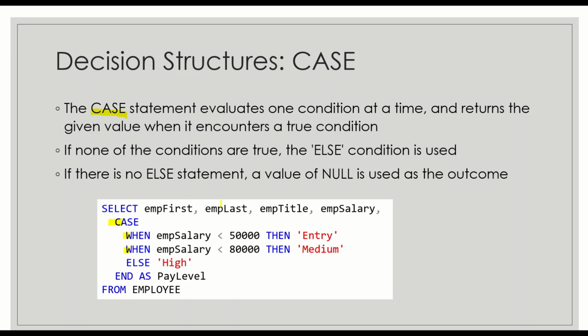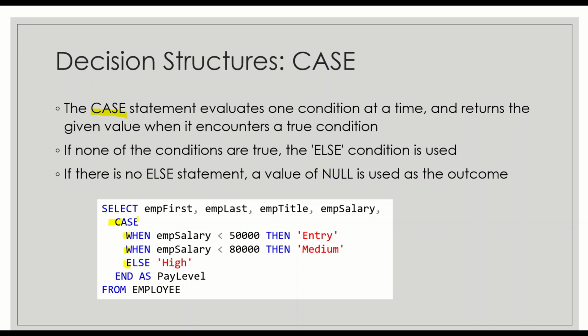So the case statement is going to evaluate one condition at a time and return a given value when it encounters a true condition. If none of the conditions are true, then we use else, which is like the default outcome. And if there is no else statement, if there is no default outcome, then the value of null is used as the outcome.